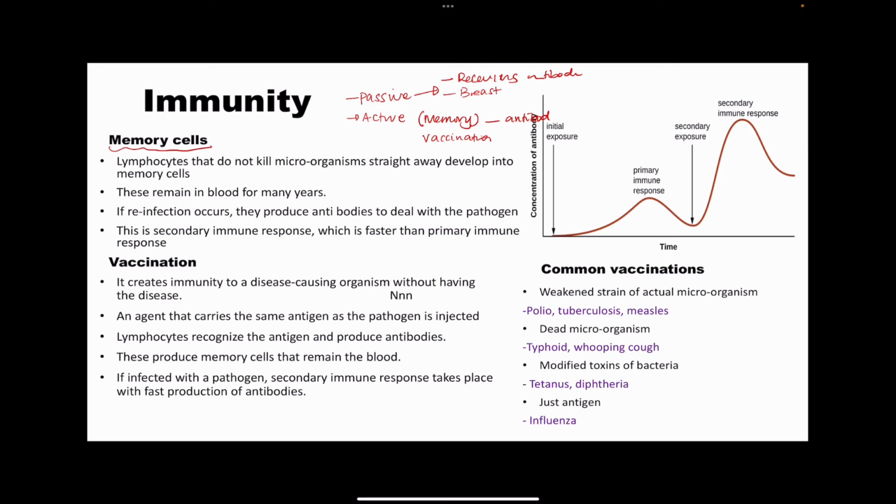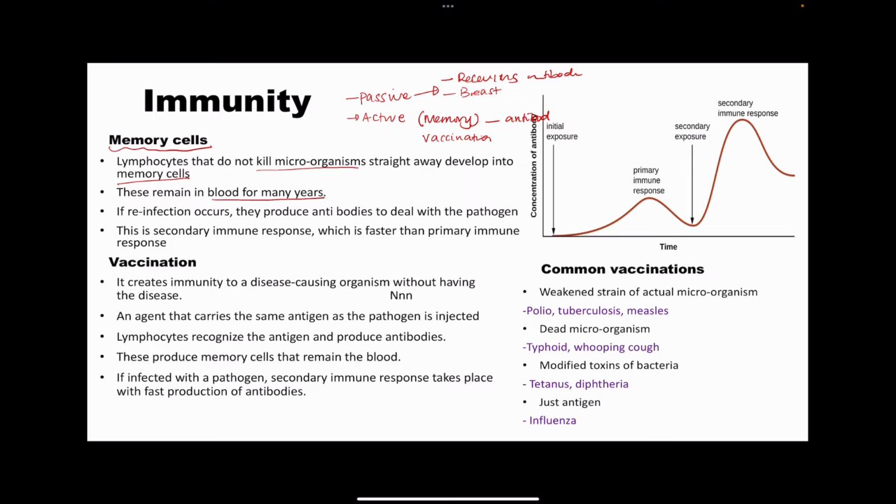So here, lymphocytes do not kill microorganisms straight away. Those that do not kill the microorganisms straight away will develop into memory cells, and these memory cells will remain in the blood or in the body for many years.